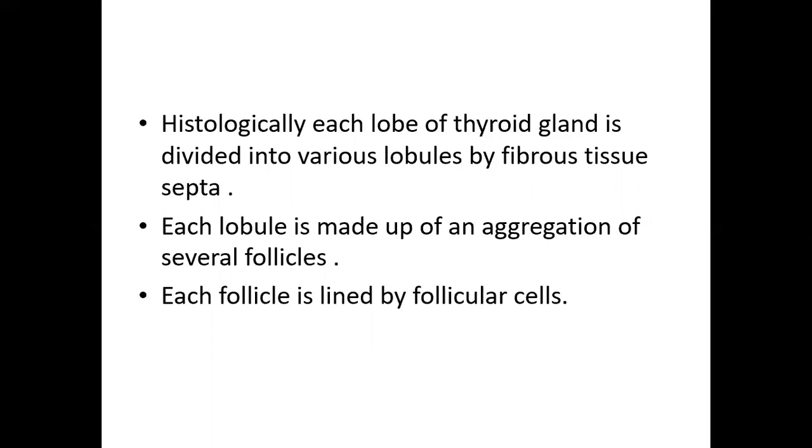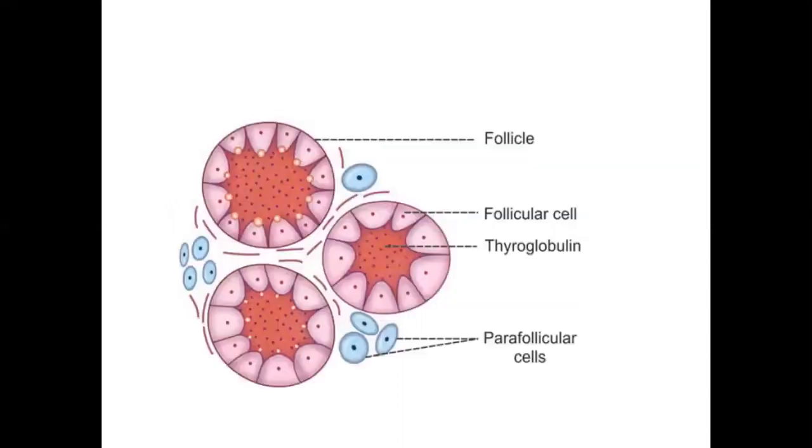Histologically, each lobe of the thyroid gland is divided into various lobules by fibrous tissue called septa. Each lobule is made up of an aggregation of several follicles, and each follicle is lined by follicular cells. These cells are responsible for synthesis and secretion of the thyroid hormones T3 and T4. Apart from this, another hormone, calcitonin, is secreted by parafollicular cells, otherwise called C cells, and it helps in the metabolism of calcium.